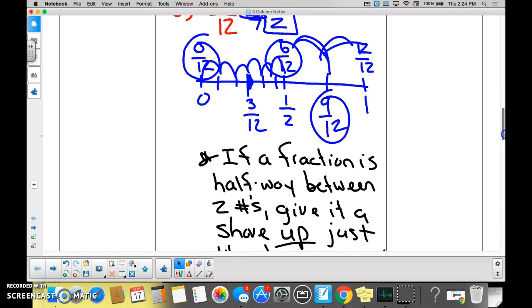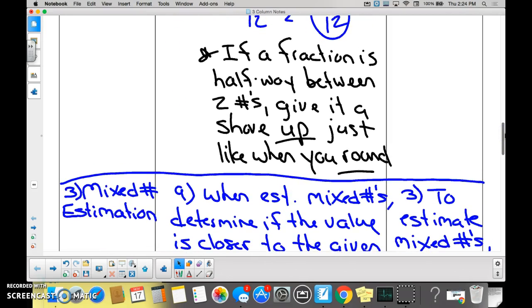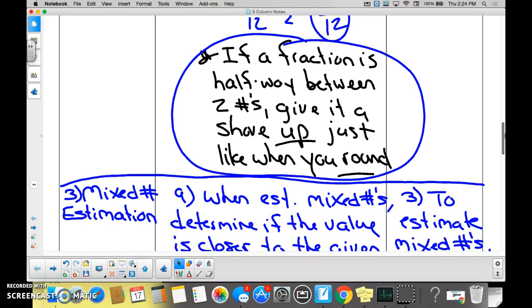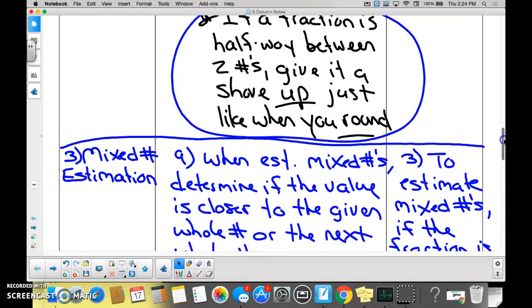Are we sleeping out there? Here's your rule. I'm not going to read this. This is your big rule. Okay, shove it up if it's halfway between.